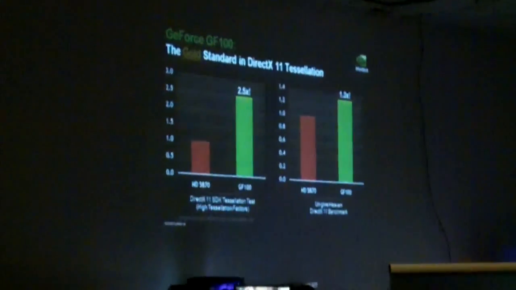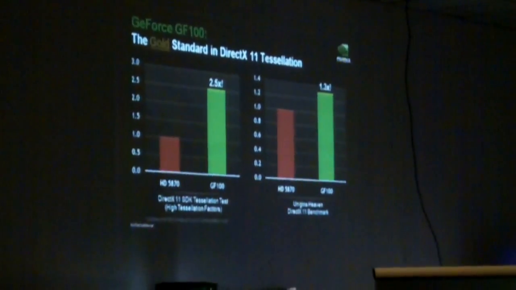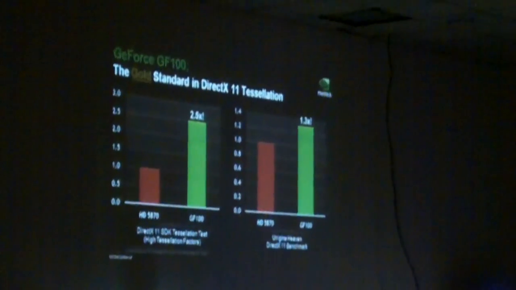So we are about 2.5 times faster because we have all those shader cores. We have tessellation hardware, something called polymorph engine. Really, really exciting. So we like to win. And that's exactly what this does. I already showed you Unigine.